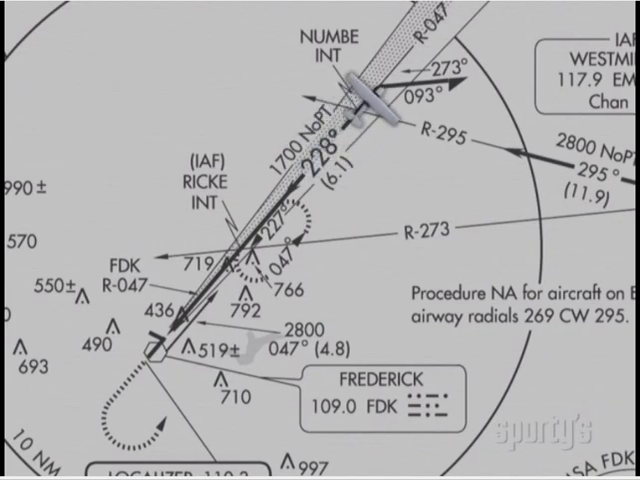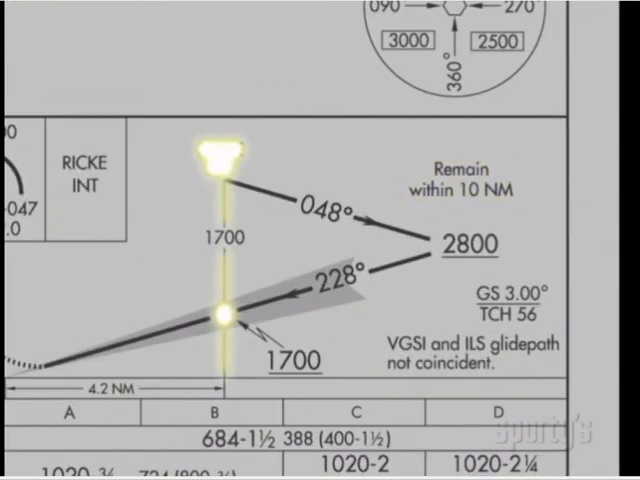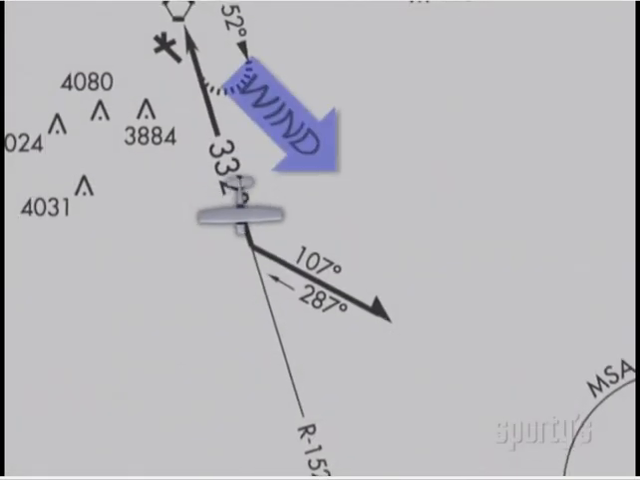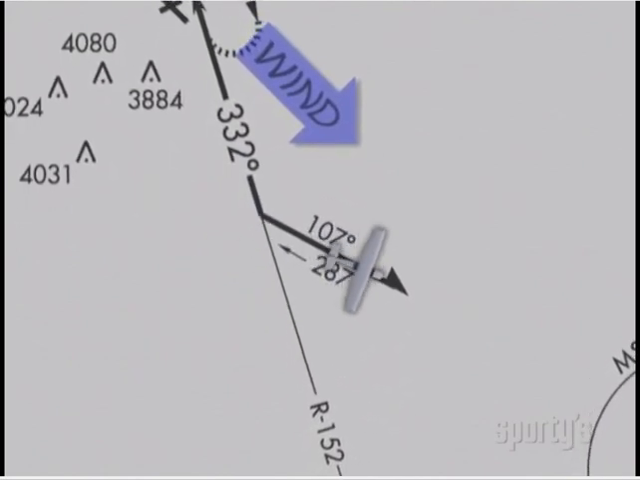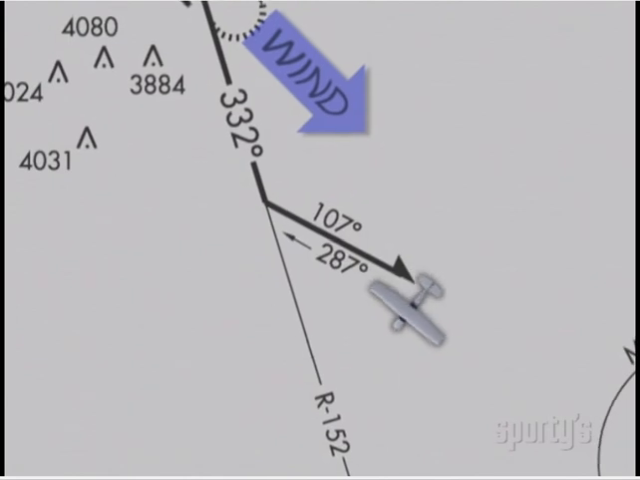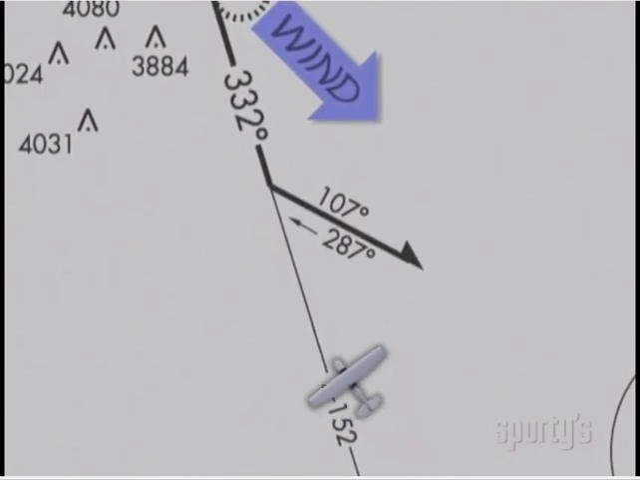How far you go beyond Rickey before starting the turn is at your discretion, but you must at all times remain within 10 miles of Rickey. One other word on procedure turns. It helps to know the approximate wind aloft, because if it's strong, you would want to apply some approximate drift correction in flying the procedure turn.